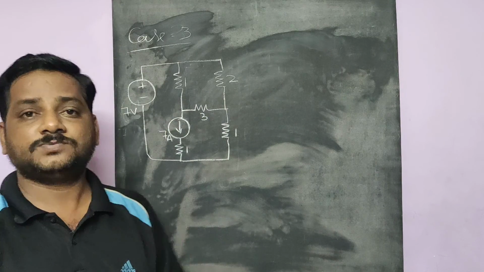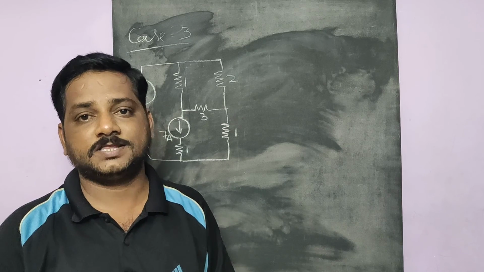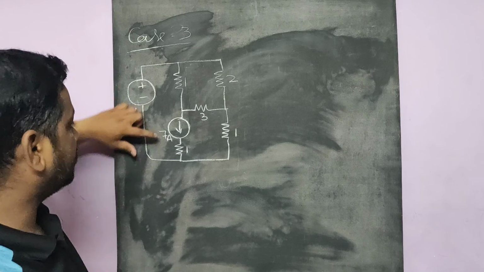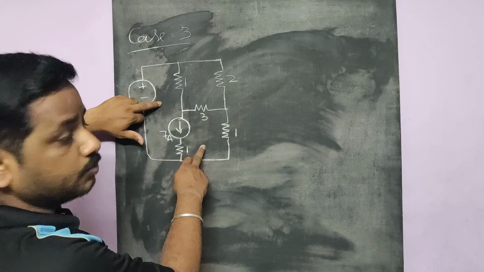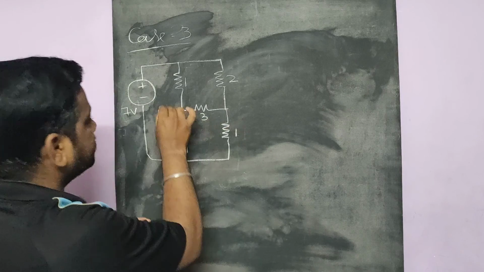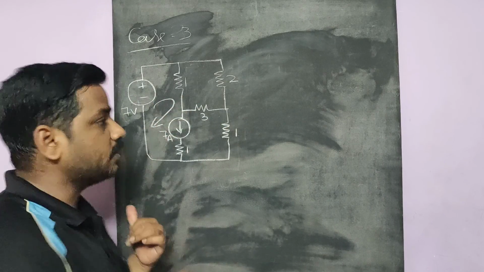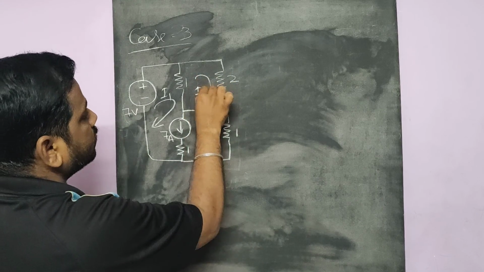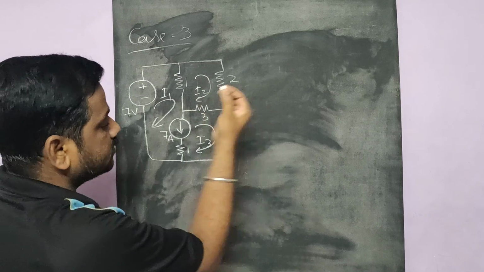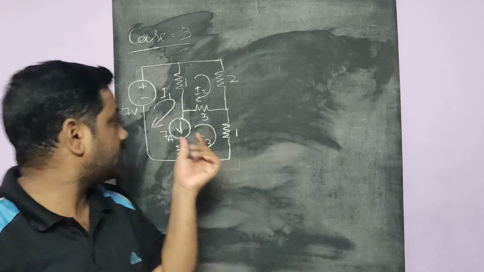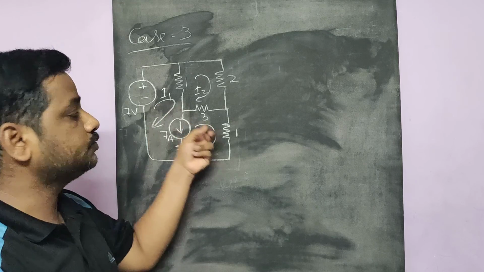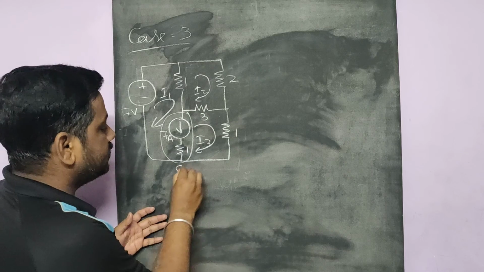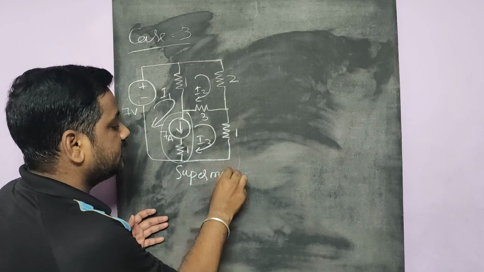First of all, let us understand what this case 3 is and how it differs from case 1 and case 2. In this part of the circuit, I have a current source in between these two loops. So I can identify loops here. This is loop 1, and the current flowing here I mention as I1. Let me take this as I2, and this as I3. Whenever a current source is available in between two loops, I can consider this as a super mesh. That is case 3.